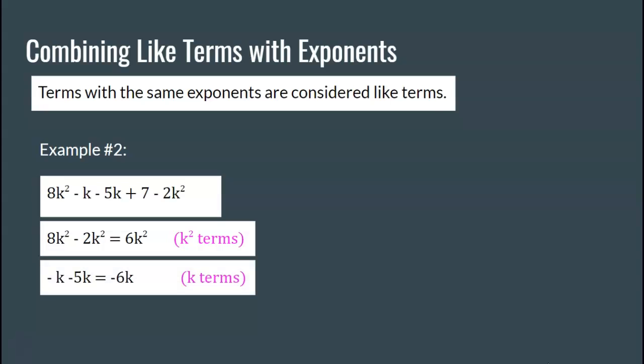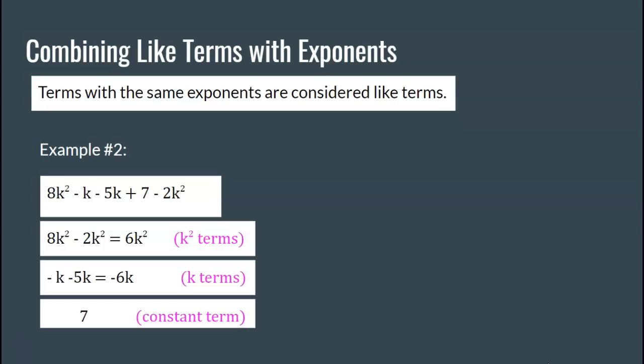Then let's combine our k terms. We have subtracting 1k and subtracting 5k for a total of minus 6k, or negative 6k. And we only have one constant term, which is 7, so we'll include that also. If we put all those three pieces together, 6k squared minus 6k plus 7. We've represented each type of variable.